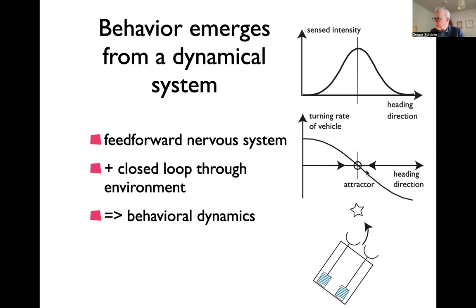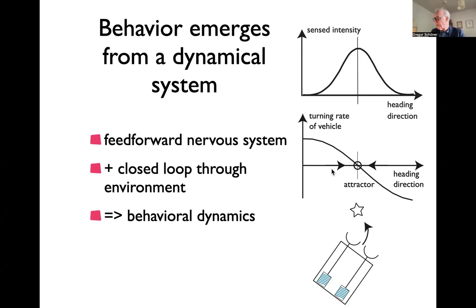And this is a dynamical system that has attractors, one attractor here, and attractors are states that have stability properties. So if you're heading exactly in this direction, which is the direction in which the source lies, where the maximum of sensed intensity lies, then the turning rate is 0. So you keep going straight toward the source. And if you're heading a little bit to the right, then you have a negative turning rate. So you will, next moment in time, have a heading that is closer to the source.